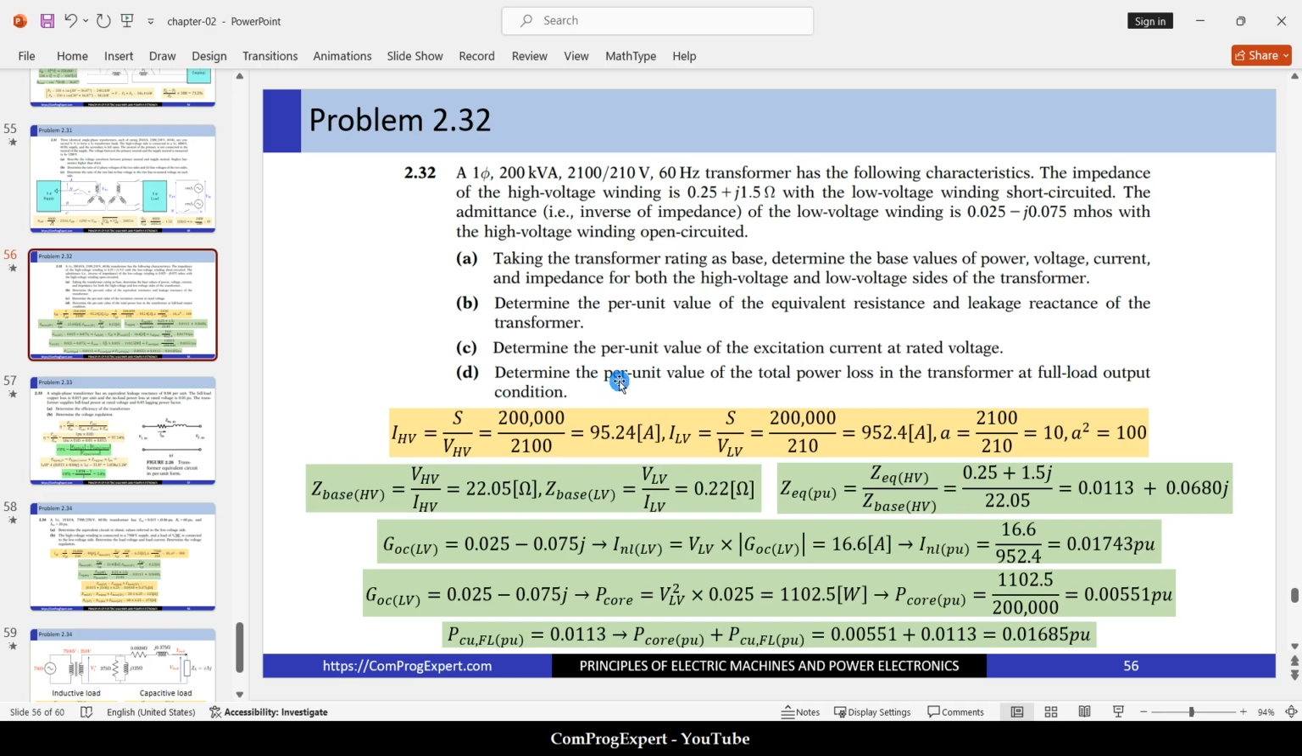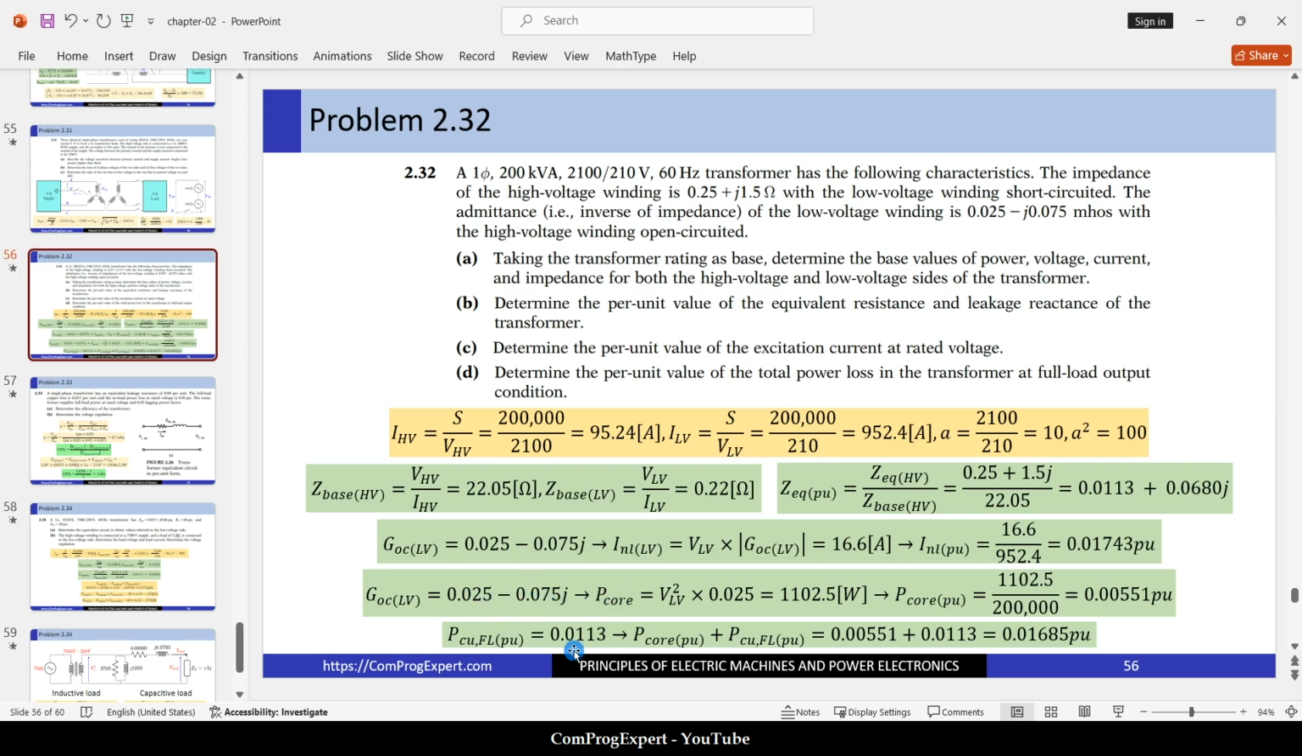So to calculate the per unit value of total losses, we need to calculate the per unit value of the core loss and the per unit value of the copper loss for the full load. So here we have this admittance. How much is the core loss?